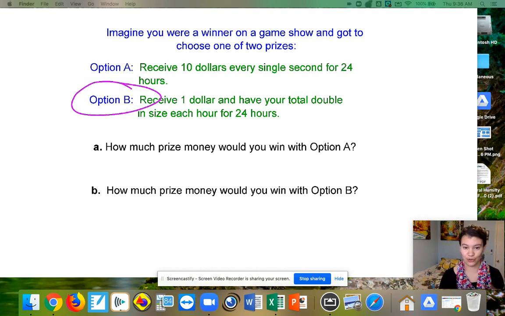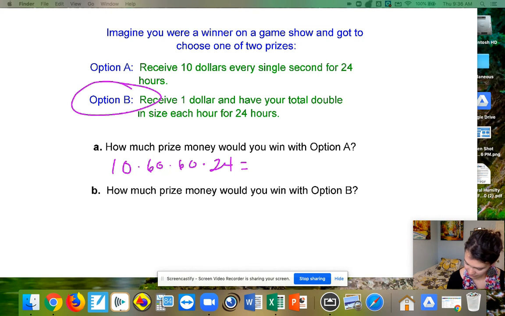you're doing some exponential growth. So if we calculate this out, if you're receiving $10 every second for 24 hours, so there's 60 seconds in a minute, 60 minutes in an hour, and then 24 hours. If you multiply that out, you'll get $864,000, which doesn't sound too bad.